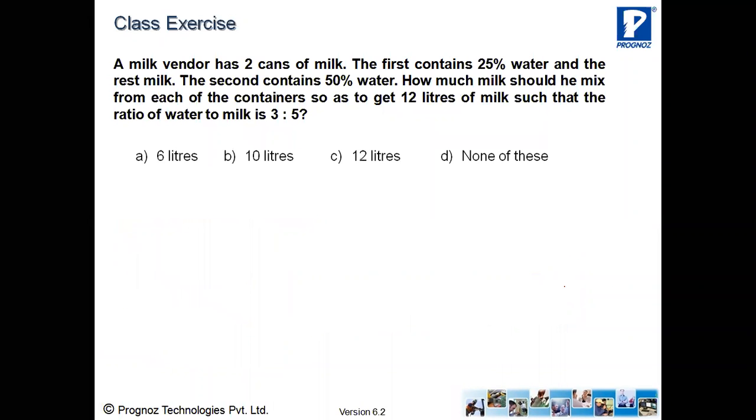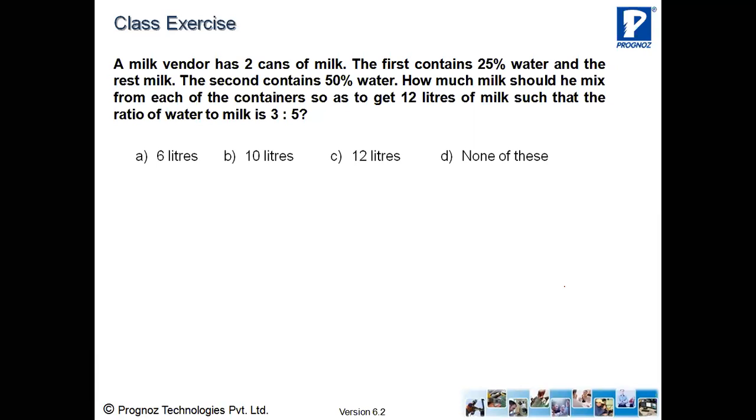चलो फिर आगे बढ़ता हूँ. A vendor has 2 cans of milk. The first contains 25% water and the rest milk. The second contains 50% water. How much milk should he mix from each of the containers so that to get 12 liters of milk such that the ratio of the water to milk is 3:5?